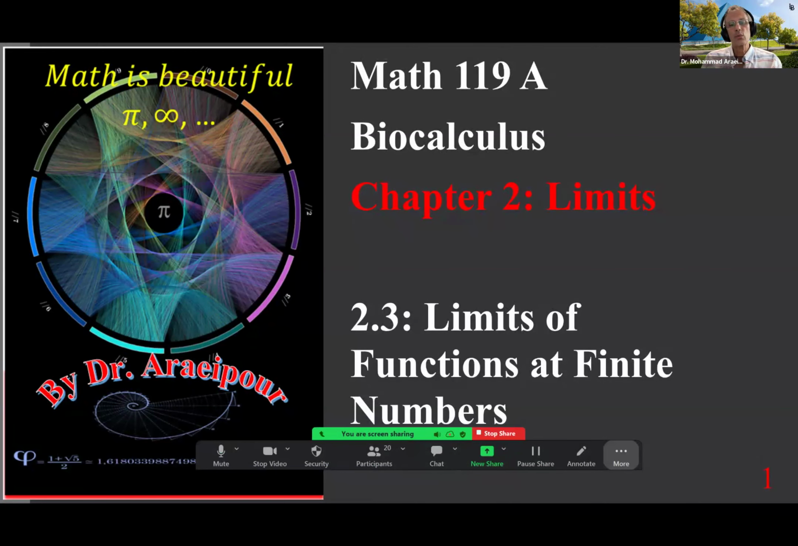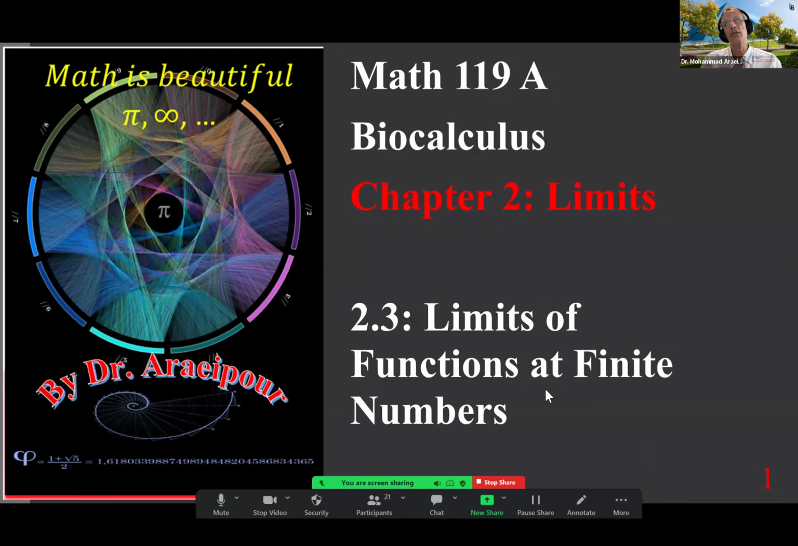Good afternoon, class. We are looking at Chapter 2, Limits, Section 2.3, Limits of Functions at Finite Numbers.